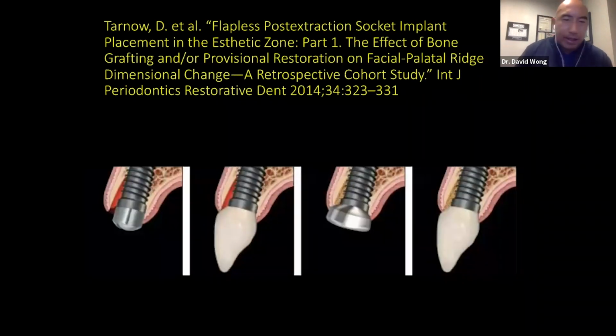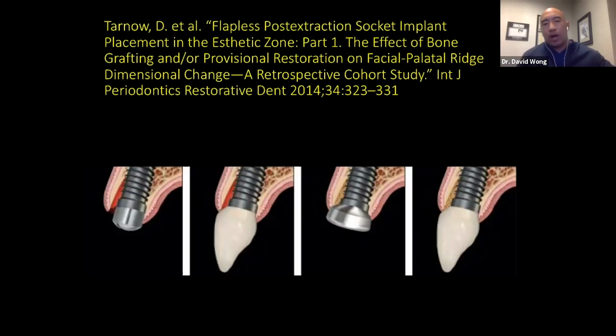So if we look at Dennis Tarnow's study here, what was kind of nice about this setup is we compared four different modalities. Taking out the tooth and placing an immediate implant in all 4 scenarios, okay? The difference was the 2 cases on your left side, no bone graft was placed. The 2 cases on your right side, the bone graft was placed.